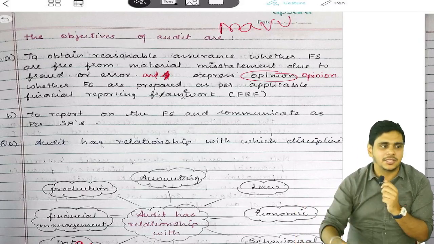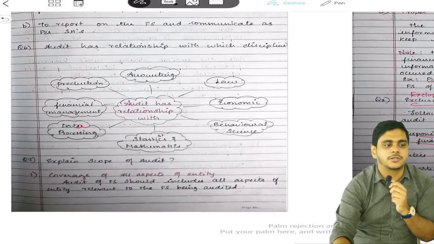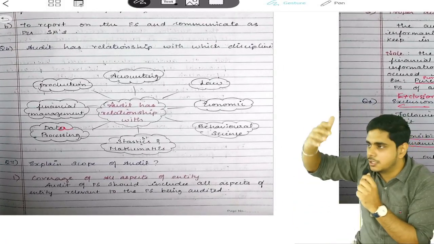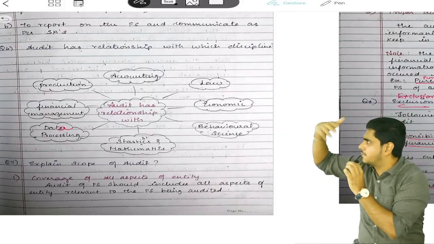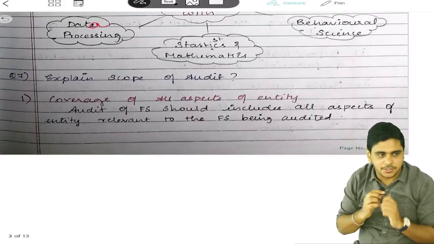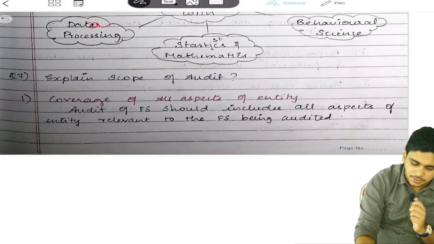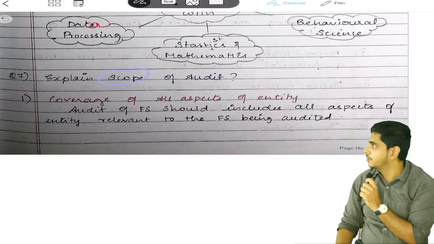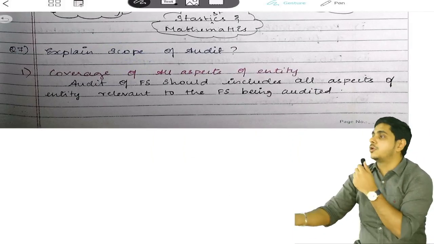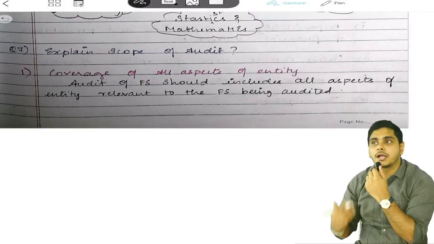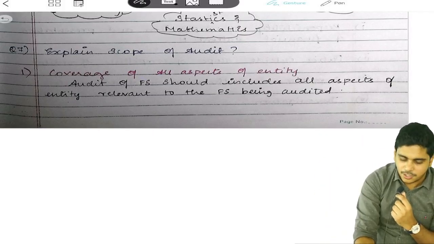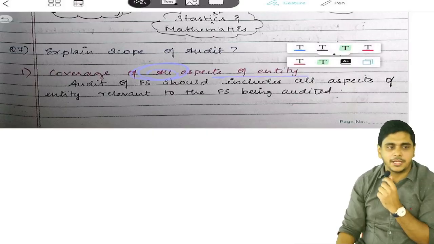Understood? So in the MCQ, if they are asking audit has relationship with which discipline? All. All means every. Every means sub. Okay? Next answer. It says scope of audit. Scope means what all things you will check. I will check all. Coverage of all aspects of the entity.